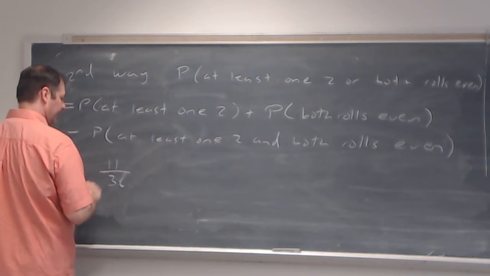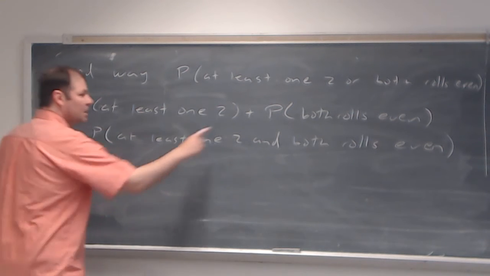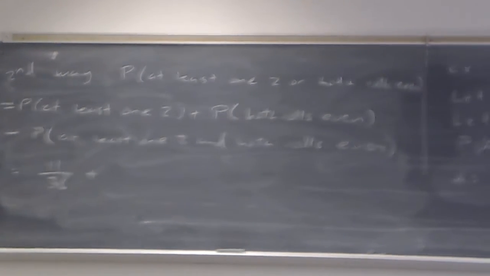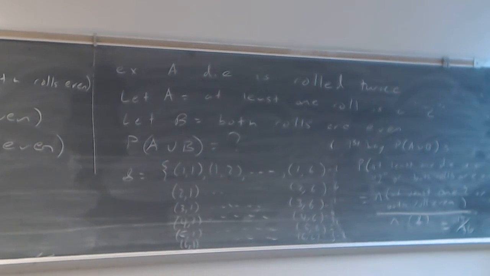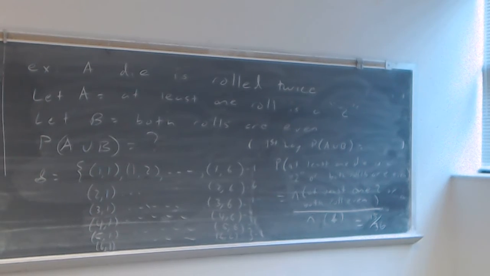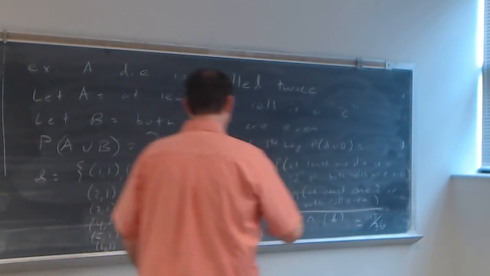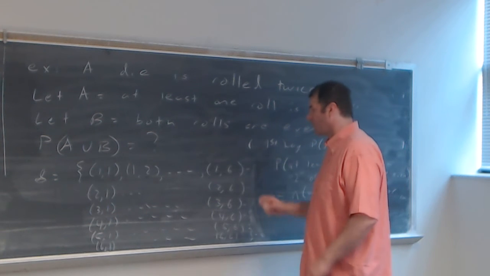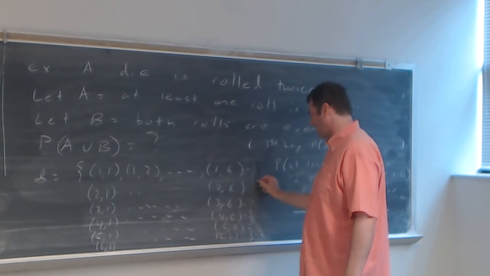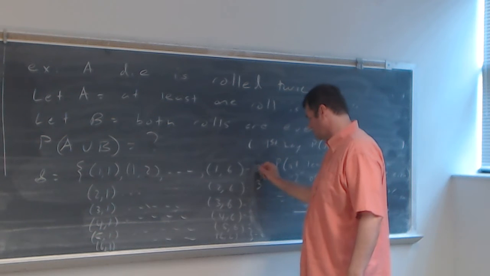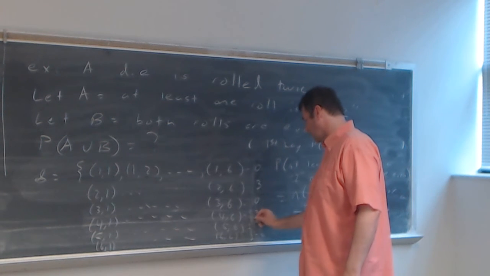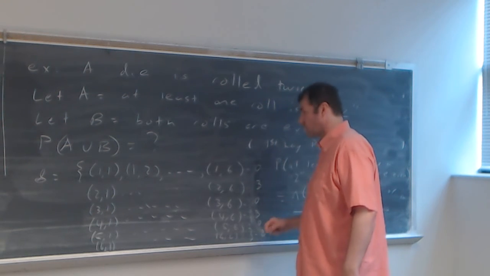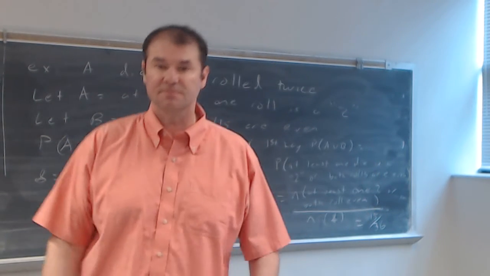The number of ways this can happen out of the number of samples. Plus, probability both are even. Let's go back and count that. Both are even. Well, none happen here. 3 happen here. None. Here there are 3. None, because the first one is 5. And here there are 3. So there's a total of 9. So that's 9 out of 36.